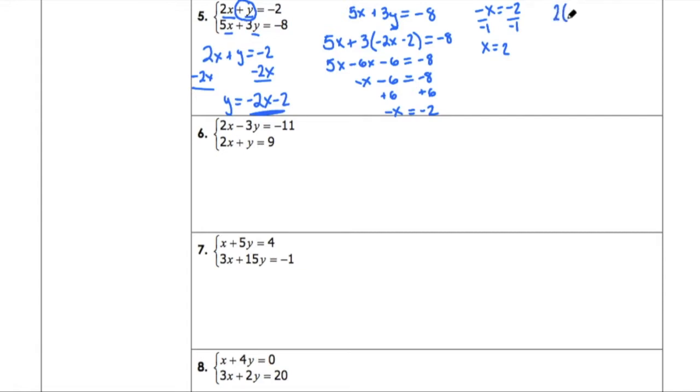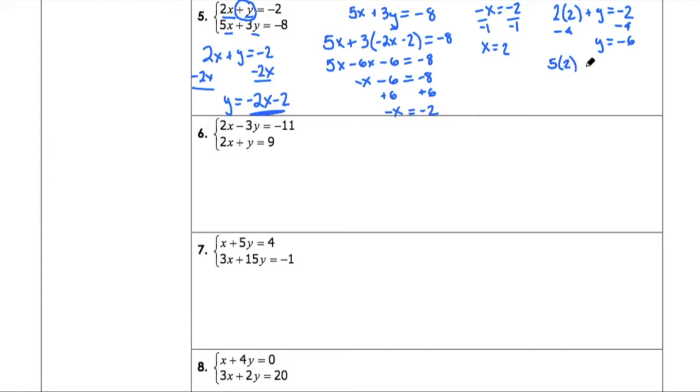So 2 times 2 plus y is equal to negative 2. So cutting a little step out here, that's really 4 up there, so I'm going to subtract 4 on both sides, and we'll get that y is equal to negative 6. Let's check the other equation.